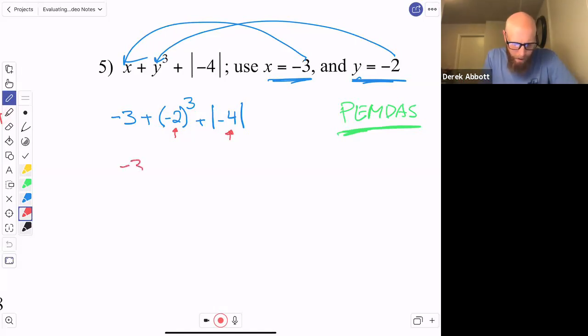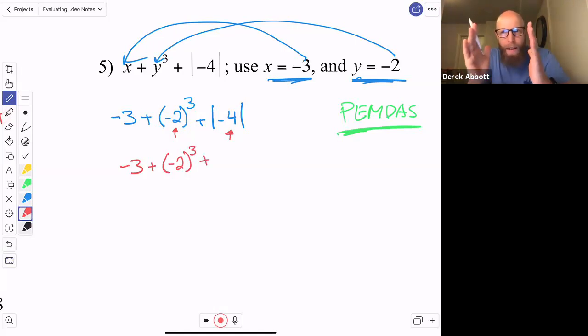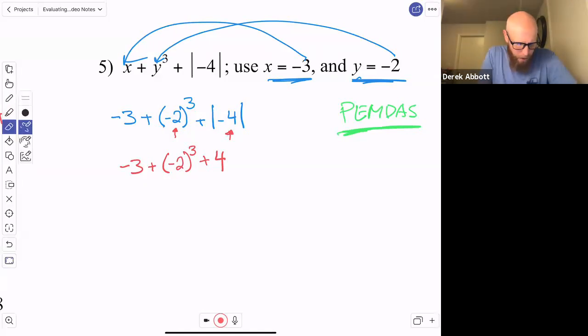So I got -3 plus that one. Remember, it's not going to change, right? It's just because it's -2. There's nothing really to do. Plus -4 absolute value says how far is it from 0? It's exactly 4 units from 0. So that just changes it to a positive. So now we're done taking care of that parenthesis. Right? So in that case, parenthesis done.